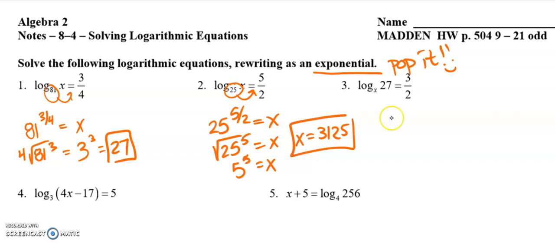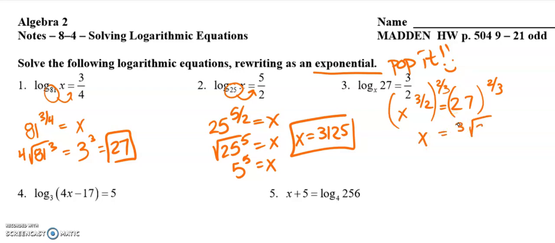Next up is log base x of 27 equals 3/2. So again, rewriting that as an exponential, x to the 3/2 equals 27. Now what? Now we have that 3/2 power. We need to get rid of that. So we're going to raise both sides to the 2/3 power. When we do that, the 3/2 and the 2/3 get us a plain x, which is what we want.